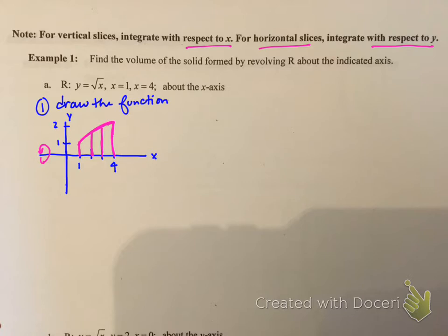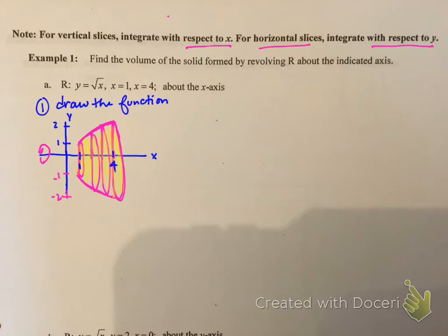If I'm revolving this around, I get what I call the ghost function. The ghost function is just the negative of what we just saw. So here's 1, here's 4. It's symmetrical about the x-axis. So here's what's happening: I'm taking slices that are going to be circles. I'm revolving those radii about the x-axis, and that's going to form a shape that looks like this. So I'm just going to re-put x equals 1 to x equals 4.